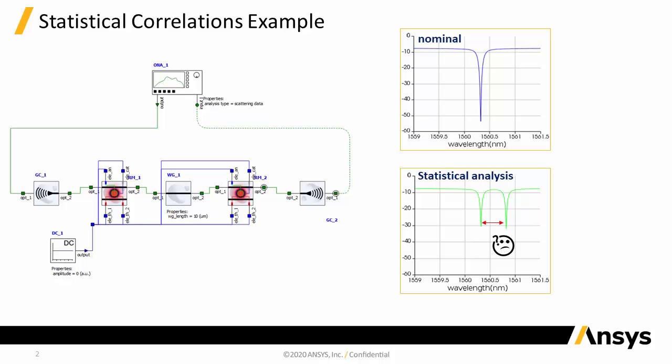For example, in this circuit with two ring modulators, the nominal resonance peaks of the two rings are located at the same wavelength. However, if statistical variations in the ring and waveguide properties are included, there will be a difference in the locations of the resonance peaks. We can determine the statistical distribution of these differences using the Monte Carlo analysis tool in INTERCONNECT.